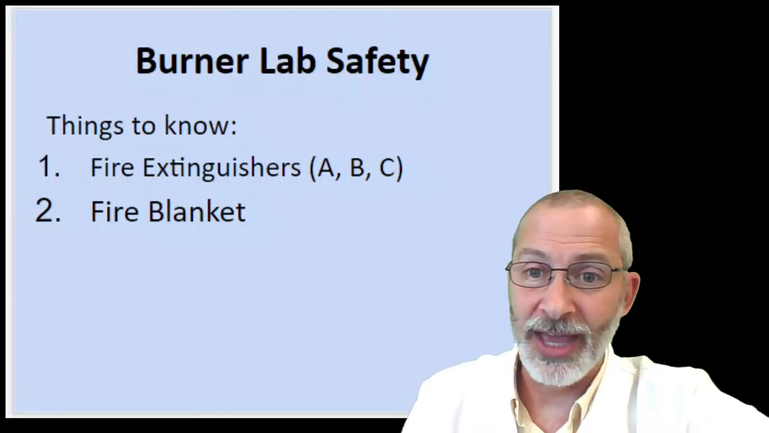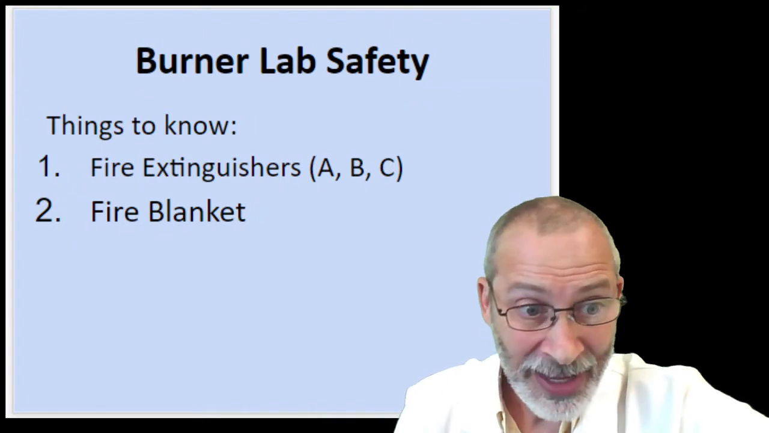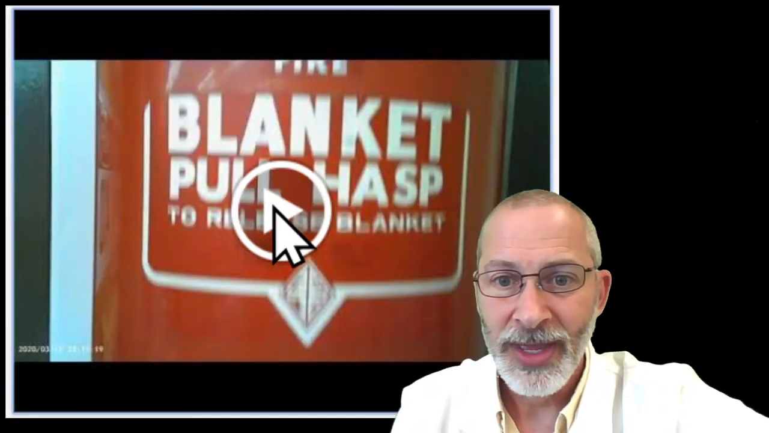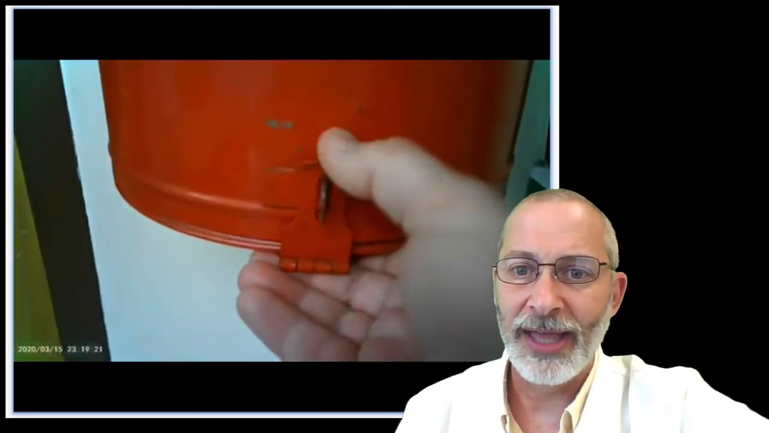Let's move on to the next one, fire blanket. Now, in the back of the room, we have a canister that looks like this. That is the home for the fire blanket. To expose or release the fire blanket, there's a hasp on the bottom.